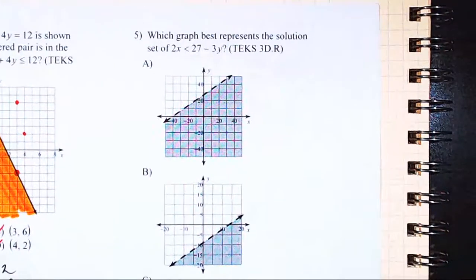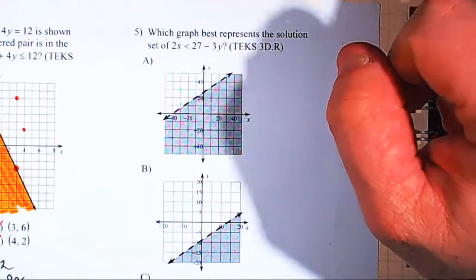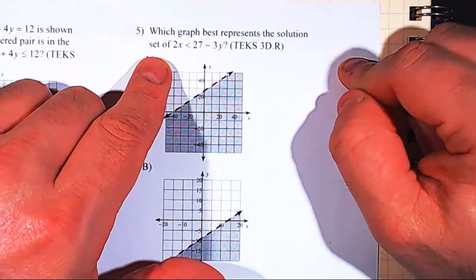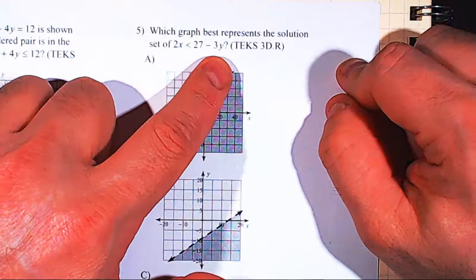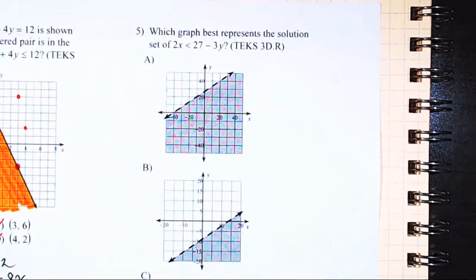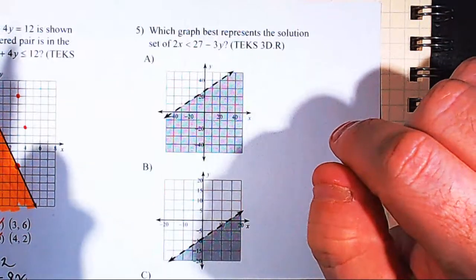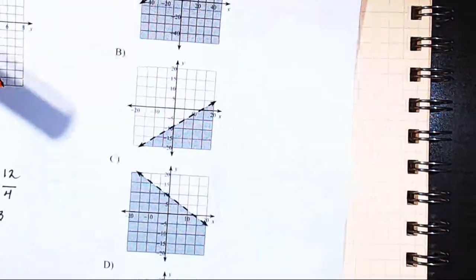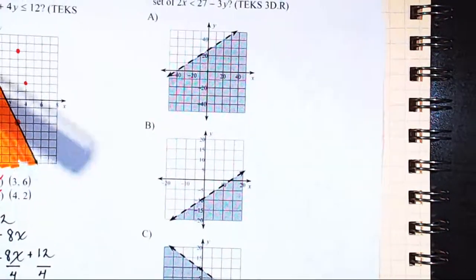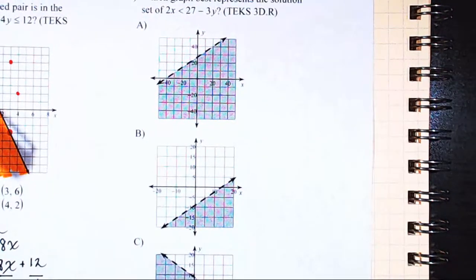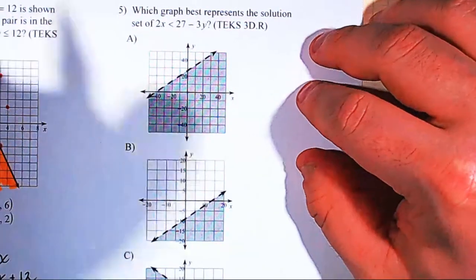Finally, we're looking at another linear inequality question. Which graph best represents the solution set of 2x less than 27 minus 3y? Well, finally, we've got a less than symbol, so we know we're going to be dealing with a dotted line. And fair enough, all of the possible answer choices are dotted lines. But, you know, which way is the slope going and where do we shade? Well, that's something we're going to have to figure out.